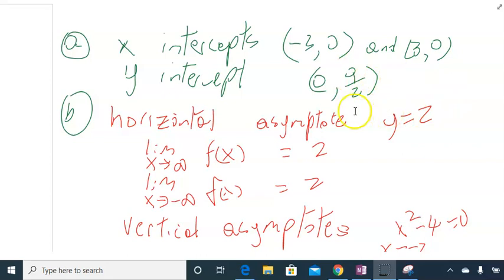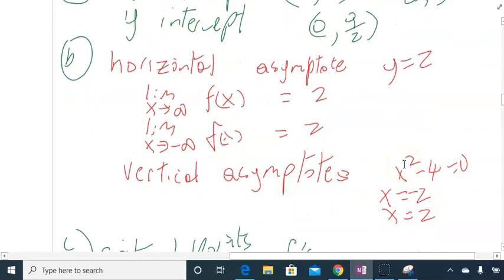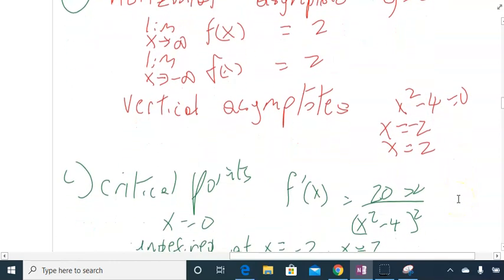For our horizontal asymptotes, we want to find the limits as the function approaches positive infinity or negative infinity. And in those two cases, if we use the algebra that we learned about rational functions and divide by the highest exponent of x, we end up with 2 as our horizontal asymptote in both cases. Your vertical asymptotes would be where your denominator equals 0. Set your denominator equal to 0 and solve for x. We have x equals -2 and +2.